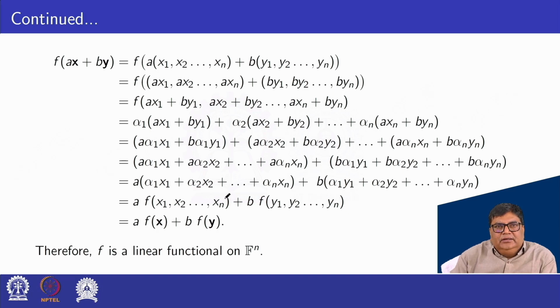This one is f of x1, x2 and so on xn, and this term can be written as f of y1, y2 and so on yn. That is, this can be written as a f of x plus b f of y. So f of ax plus by is equal to a f(x) plus b f(y). Therefore, f is a linear functional on Fn.